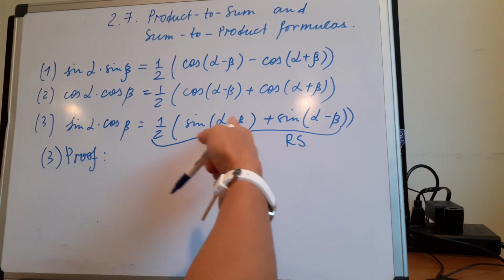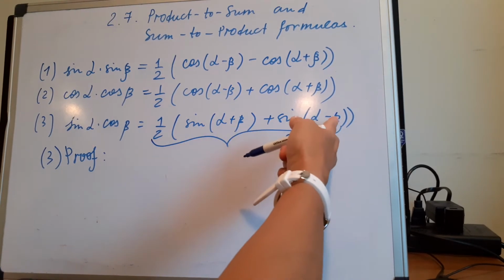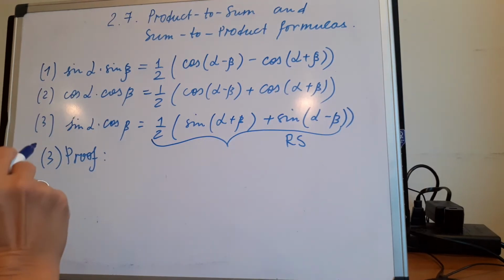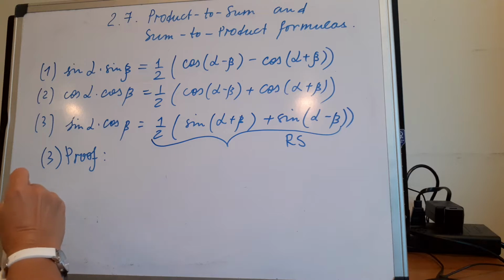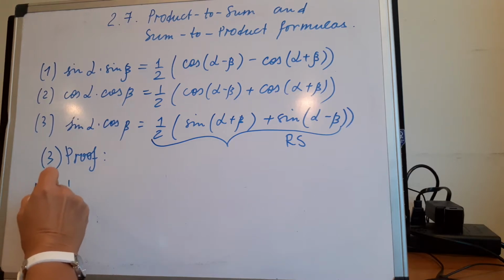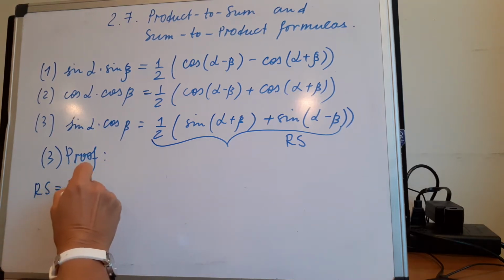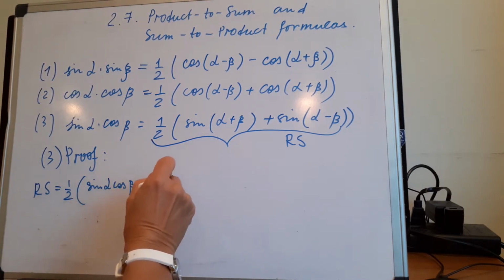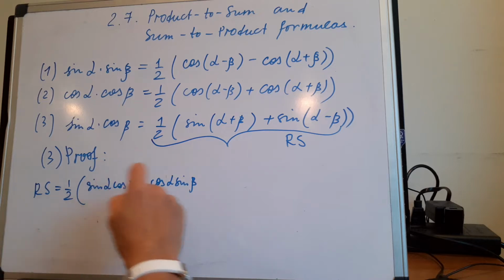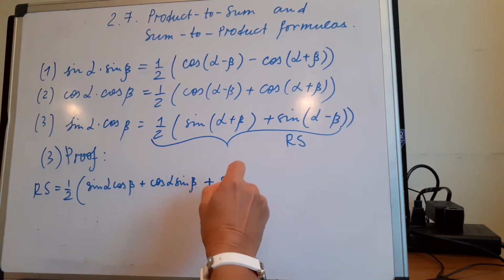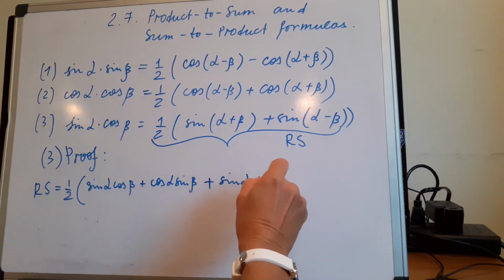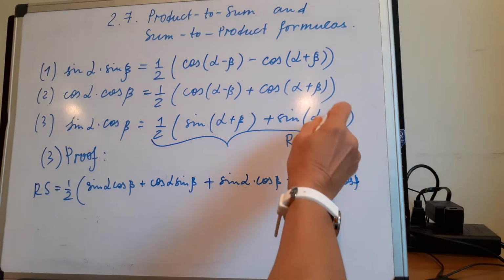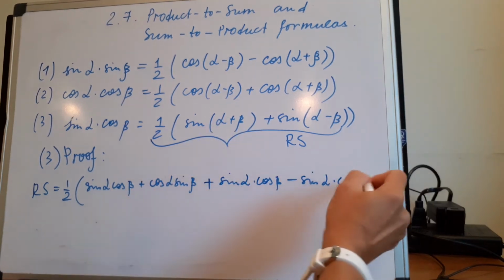Now here I have sine of sum and sine of difference. I'm going to use the formulas on both of them from section 2.5. So I'm going to write down over here right side 1/2, and the formulas are sine of alpha, cosine of beta, plus cosine of alpha, sine of beta. These are the formulas I want you to remember. Plus sine of alpha, cosine of beta, minus cosine of alpha, sine of beta, right? Because that's minus here, it's minus here, plus here, plus here.